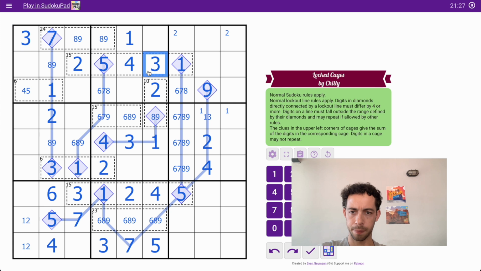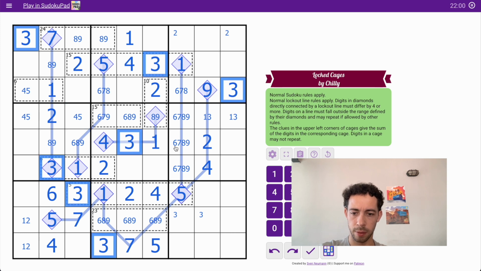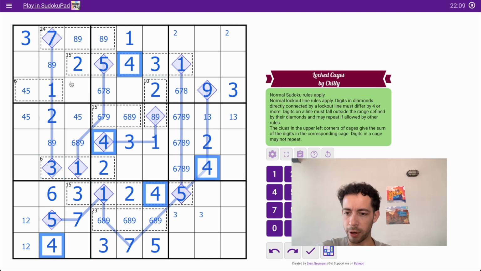We can place the 3. We can place another 3. That's a 1-3 pair. We'll come back to that. 3. 1-3. 1-3, 6, 7, 8, 9, 2, 5, and 4. The 4-5 pair doesn't help us. Something creeping me out about those 3s, but I think it's fun.